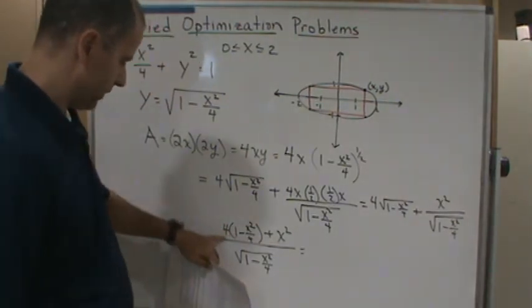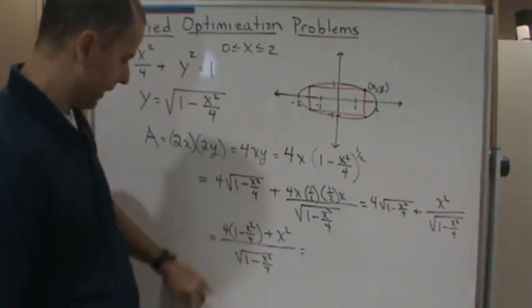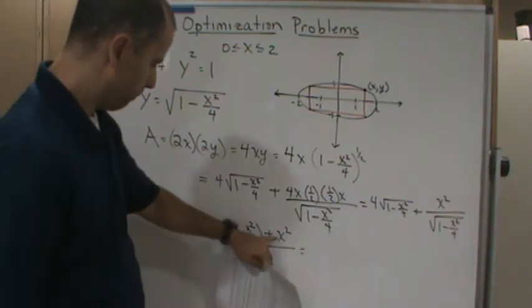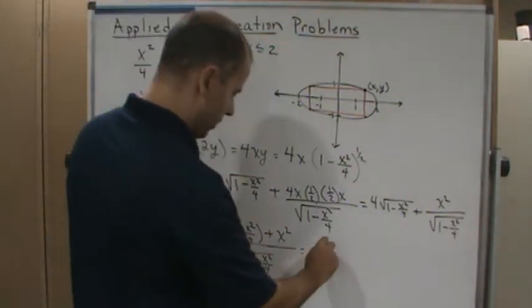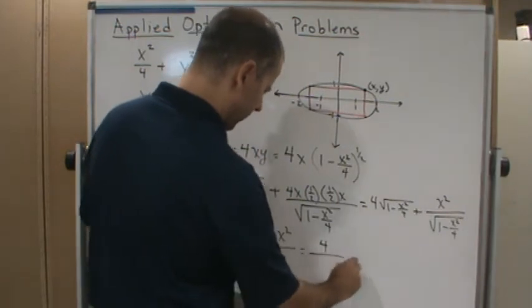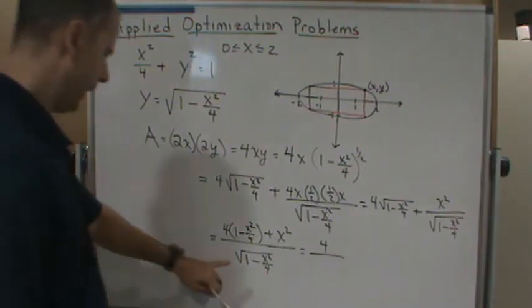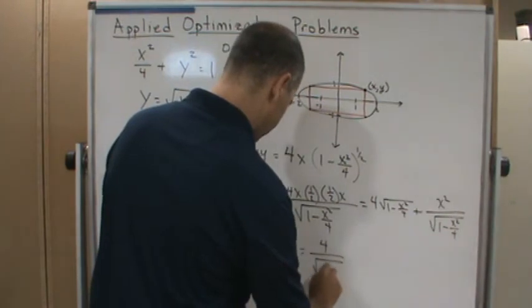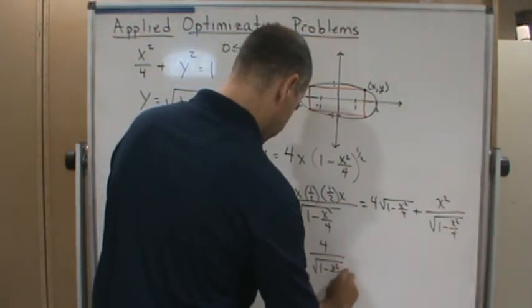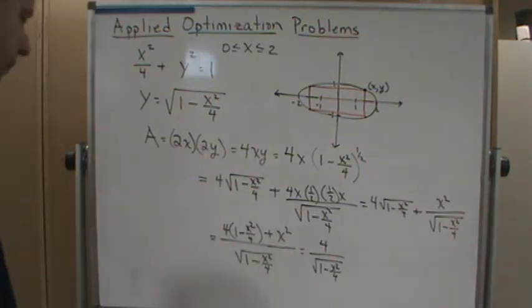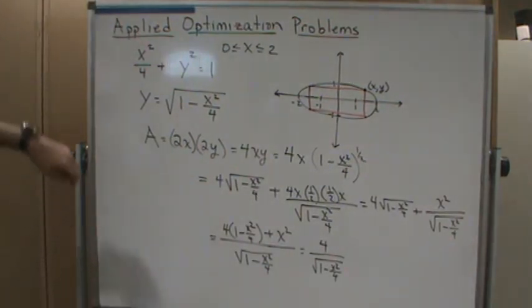So if I distribute, this is going to be 4 minus x squared. Then I have plus x squared, which is going to cancel. So I'm going to get 4 in the numerator, and I get this in the denominator. Okay, so I get the same thing. So now I end up with 4 divided by the square root of 1 minus x squared over 4.